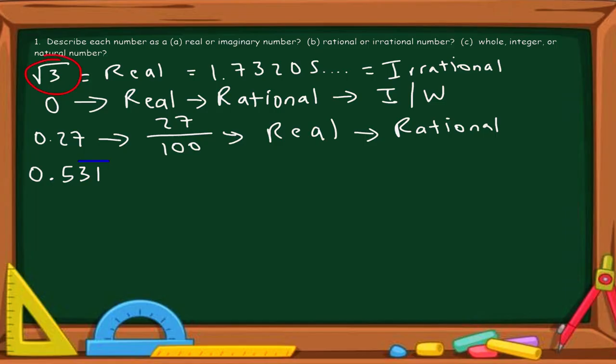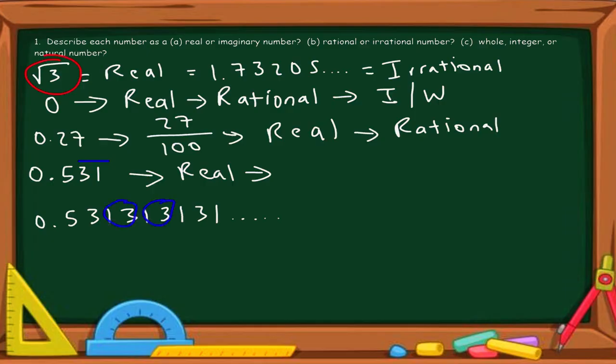Now, next up, we have 0.531 repeating. The 5 is not repeating, but the 31 is. How would you describe this number? Well, we know it's a real number. We can plot it on a number line, but is it rational or irrational? Let's write it out and see if we can put it as a fraction of two integers. So this is 0.53, and the 31 repeats, so it's going to be 31 and then 31, 31, 31, and so forth. How can we put that into a fraction?